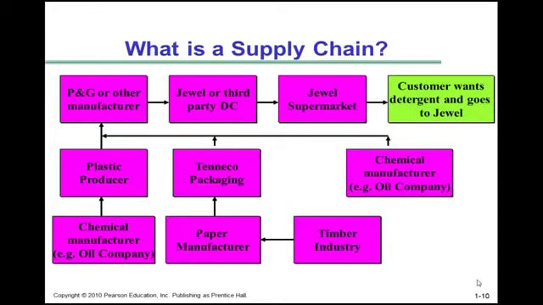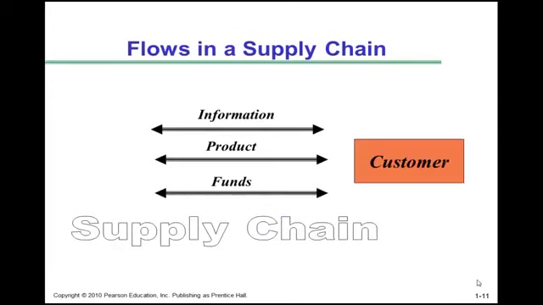The P&G manufacturing plant receives raw material from a variety of suppliers who may themselves have been supplied by lower-tier suppliers. Try to visualize information, funds, and product flows along both directions of this chain.